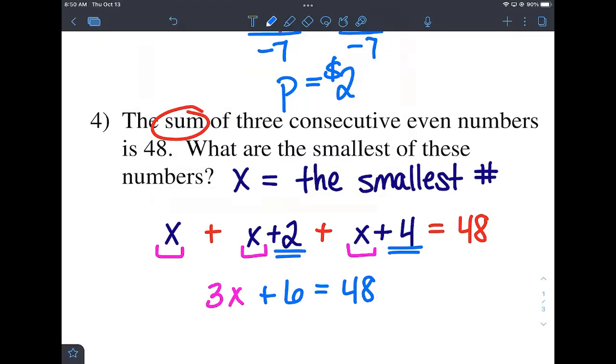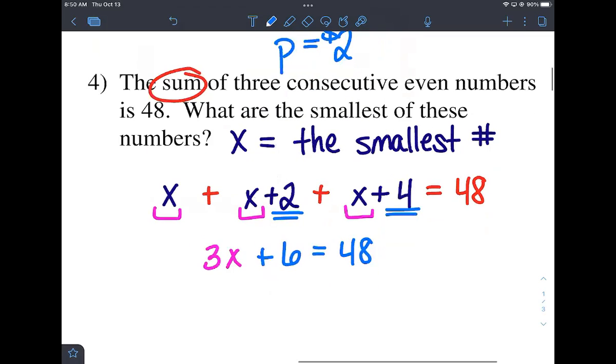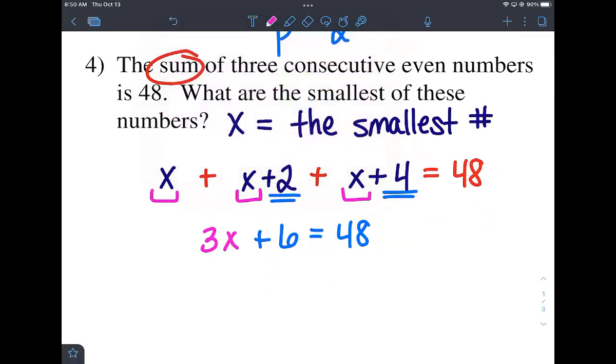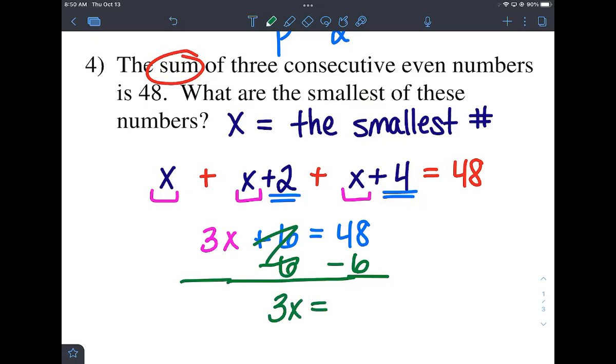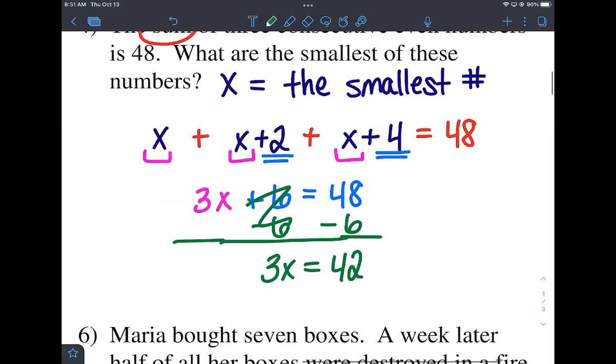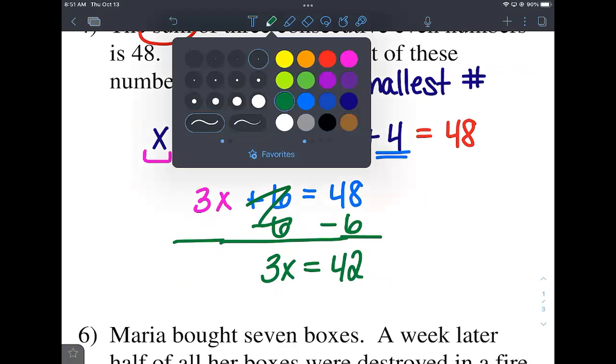Tyler, which number do I get rid of now? 6. You're right. And Tyler, when you minus 6 from each side, what's 48 minus 6? 42. So that's going to give us 3x equals 42. And our last step, Chase, is to get rid of the 3. How do I get rid of that 3 in front of the x? Divide. You're right. We're going to divide both sides by 3.